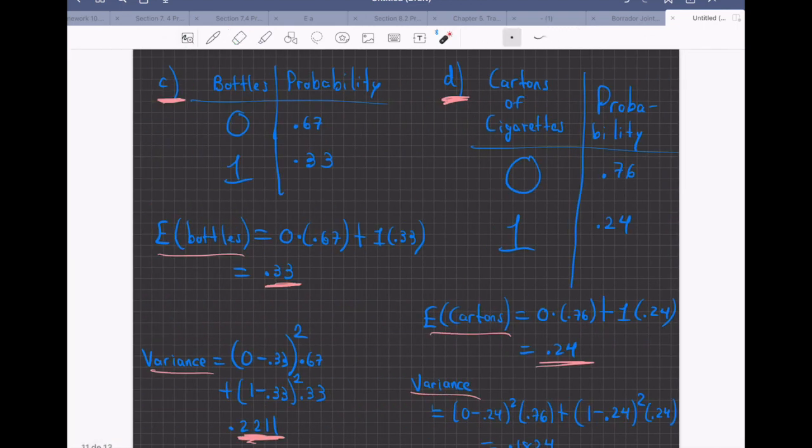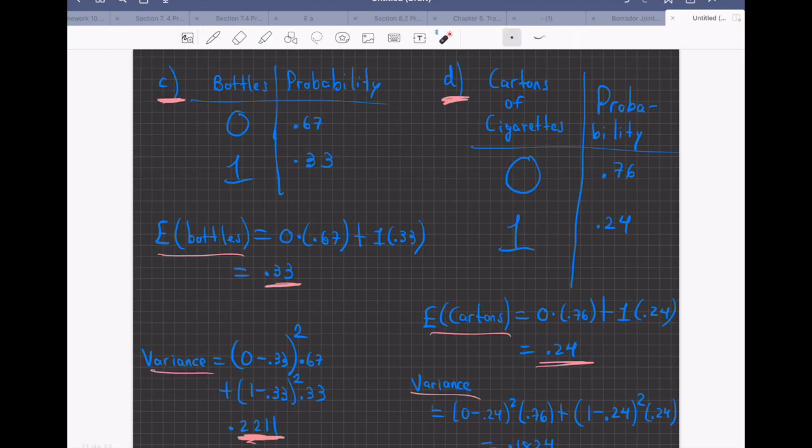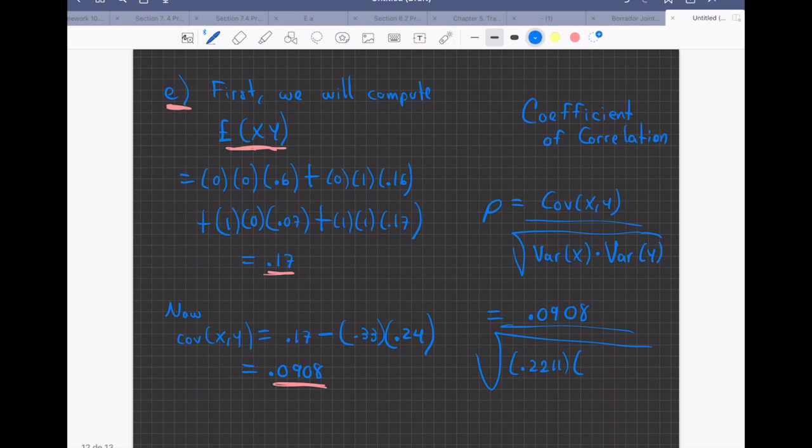Anyway, we already have the variances, right? The variance for bottles is 0.2211, times the variance for y, 0.1824. Yes, it's the square root of the product of the variances. And if you compute this, you will realize that this is 0.452146. And there you have it. See you in the next video.